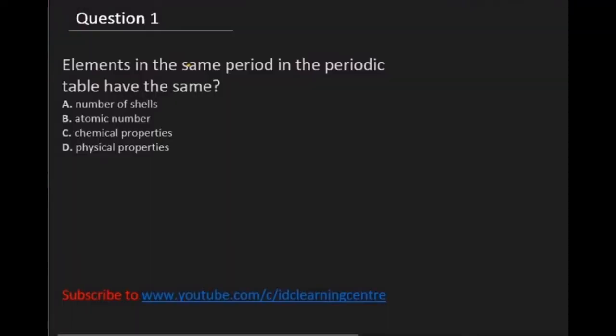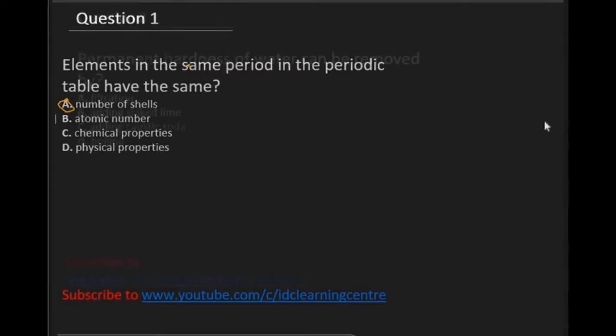Question number 1, it says elements in the same period in the periodic table have the same A. Number of shells, B. Atomic number, C. Chemical properties, D. Physical properties. The right answer to that is number of shells, which is option A, because the elements in the same period in the periodic table have the same number of shells but different numbers of valence electrons. So the number of shells is the right answer for question number 1.